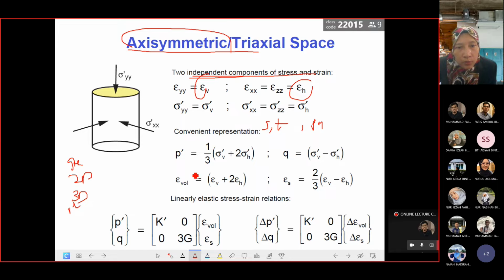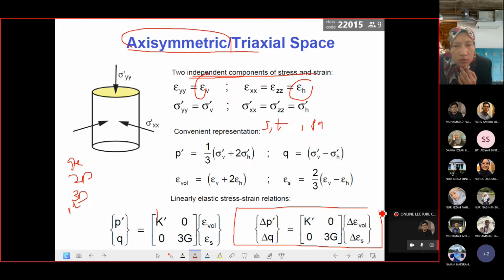So the volumetric strain ni bila you kaitkan dengan changes of the material's shape, dia mengalami deformations in terms of the changes in volume. So you nak tengok apa perbezaan volume dia dari vertically dan juga horizontally. Ini pun similarly kita nak look at the shear strain. So linearly elastic stress strain relation kalau you buat in PQ state and you relate dengan stiffness material iaitu K dan juga G. K is the bulk modulus, G is the shear modulus, and then you relate dengan volumetric strain dan juga shear strain, you akan dapat somehow equations.